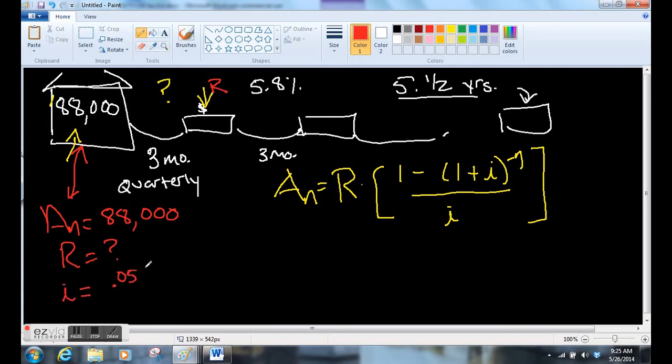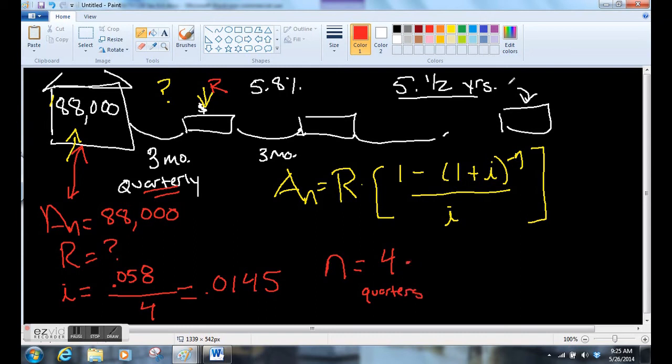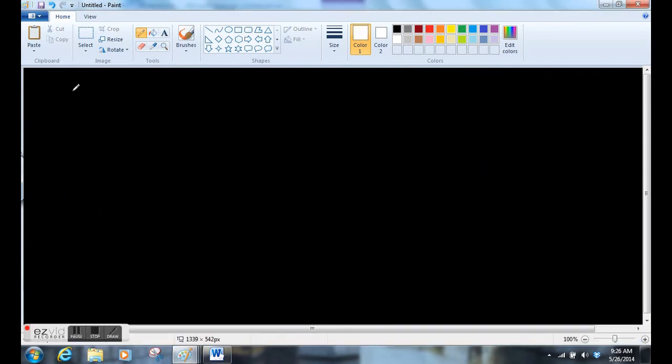The interest rate is equal to 0.058, because 5.8% is 0.058, don't write 5.8, divided by 4, because it's quarterly, which is equal to 0.0145. And n, the number of periods: 4 quarters per year, times 5.5 years, equals 22 periods. These take up a little paper, but not as much paper as the Gauss-Jordan method.